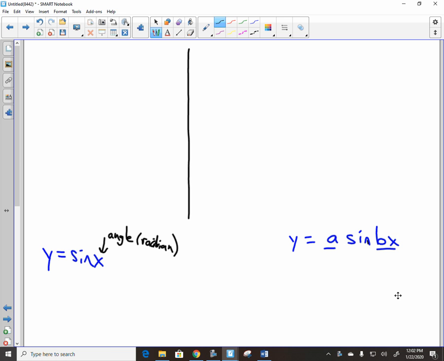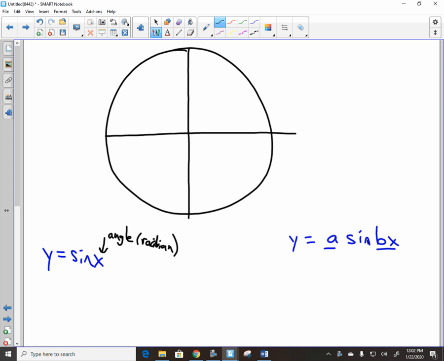So a little bit of a review about the unit circle, which you should know all about because you were supposed to test today, but you're not. You're testing tomorrow because of our little delayed start.